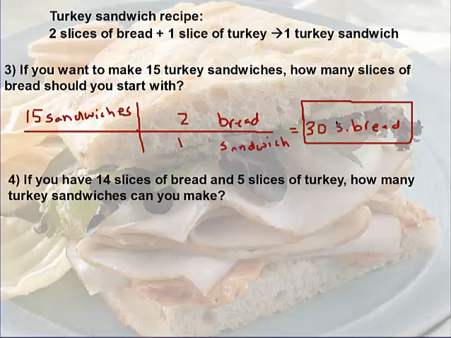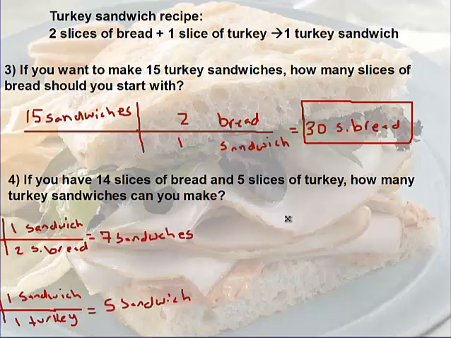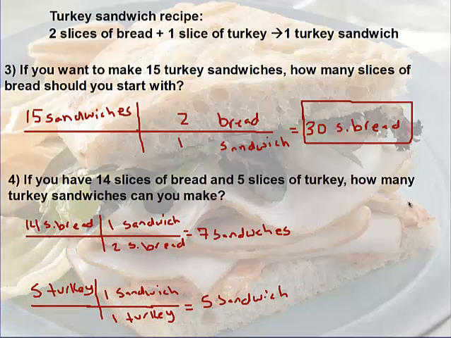Go ahead and pause the video and try number 4 on your own, and let's see if you can figure it out. For this problem, you needed to set it up twice. 14 slices of bread to sandwiches, and then 5 slices of turkey to sandwiches. So now the answer is, can we make 7 sandwiches, 5 sandwiches, 2 sandwiches, or 12 sandwiches?